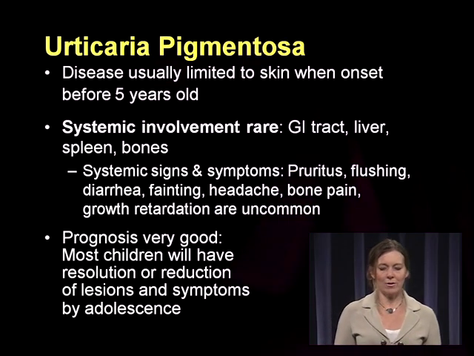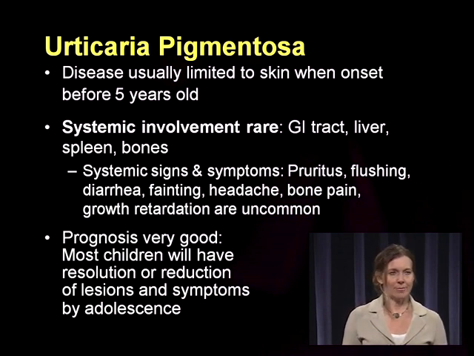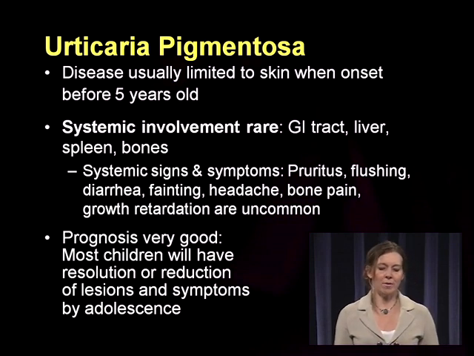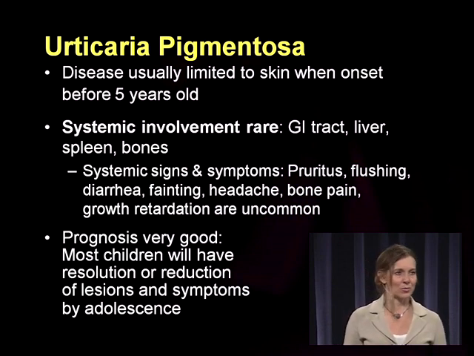Most patients, especially most children, will have mastocytosis that's limited to the skin, particularly if they have early onset in the first few years of life. However, you do want to keep in mind that some children will have systemic involvement, and that's most commonly going to be the gastrointestinal tract, the liver, the spleen, and the bones.